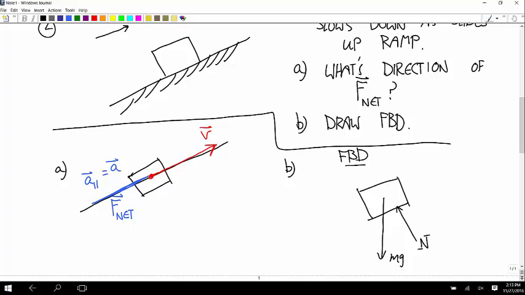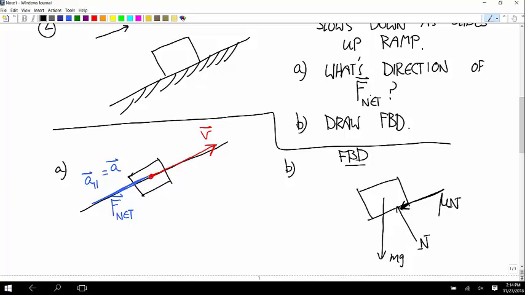Opposite the velocity, opposite the direction of motion. So it would be this way. And the magnitude of that would be whatever the coefficient of friction is times the normal force.